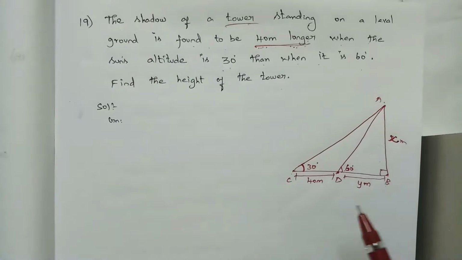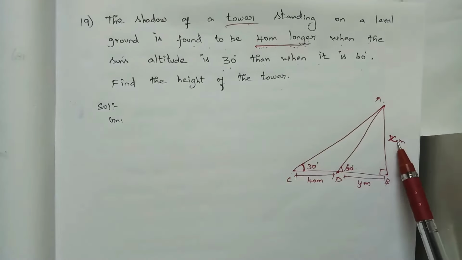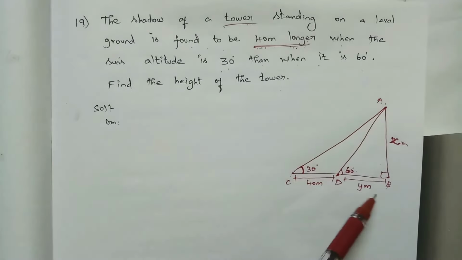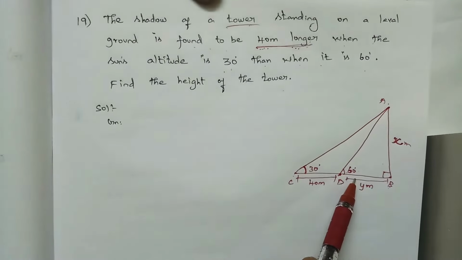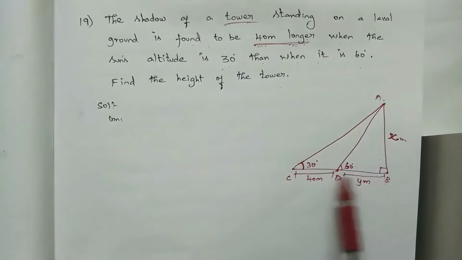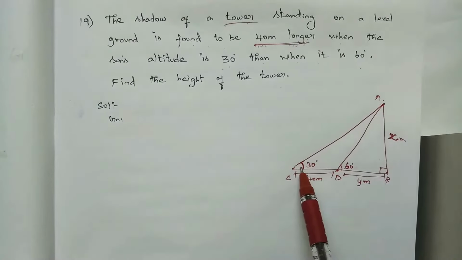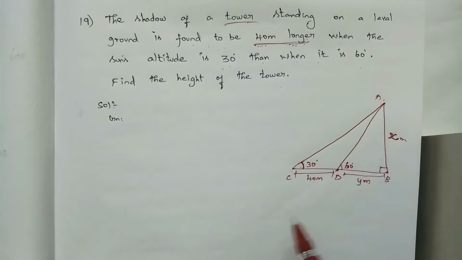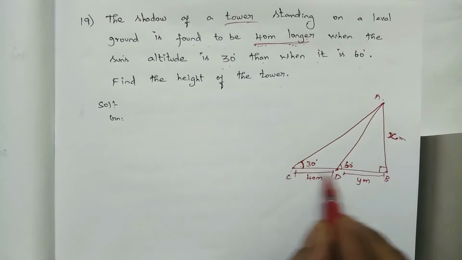ABC right angle triangle. For the first right angle triangle, for 60 degree, X meter is the opposite side and Y meter is the adjacent side, right? And for right triangle ABC, for 30 degree, X meter is the opposite side. Adjacent side is nothing but BC, right?